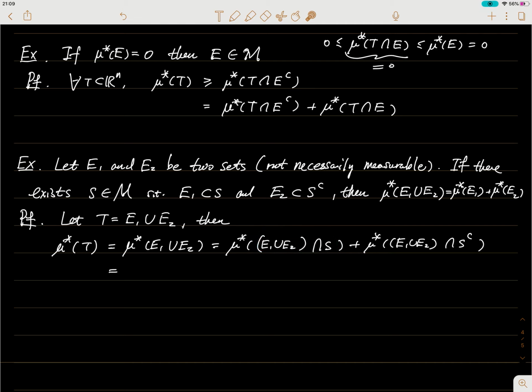Similarly, let's look at this. E2 is in S complement, and E1 is in S, so it doesn't overlap with S complement at all. So the intersection of these two sets is just the intersection of E2 and S complement. That's why we have mu star of E1 intersection with S plus mu star of E2 intersection with S complement. But remember that E1 is contained in S, so the intersection of the two is just E1.